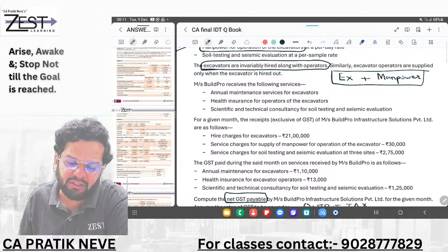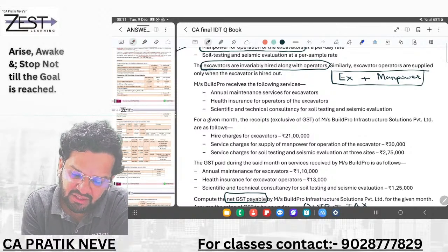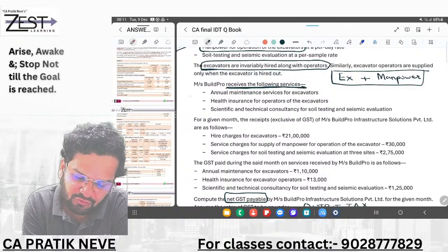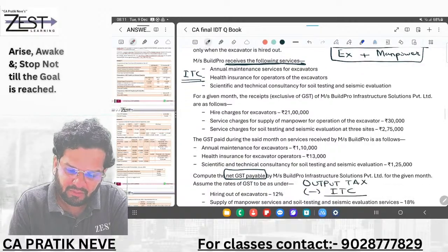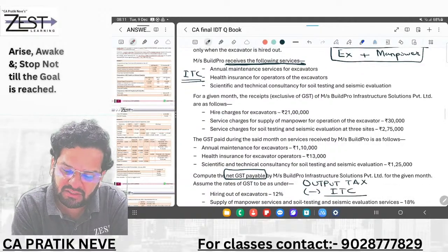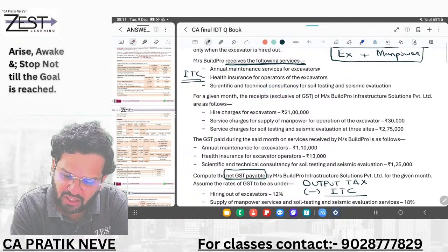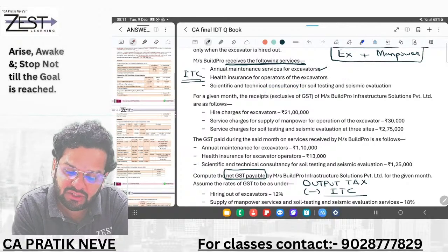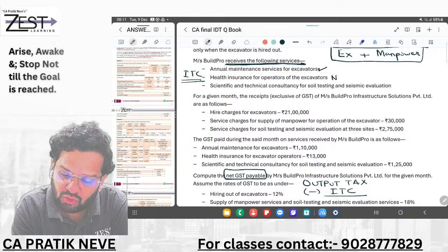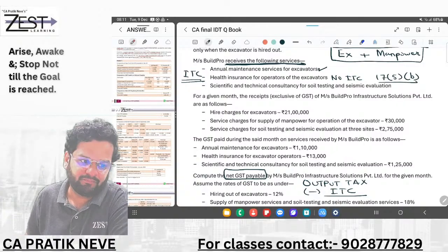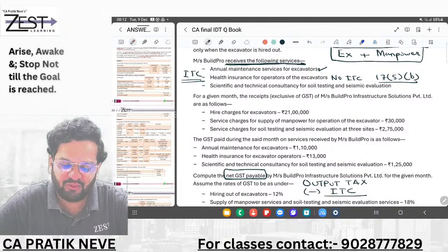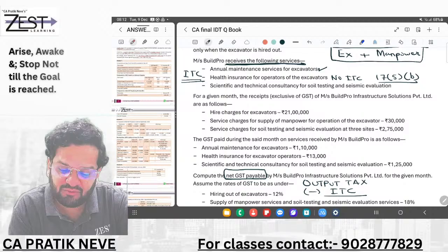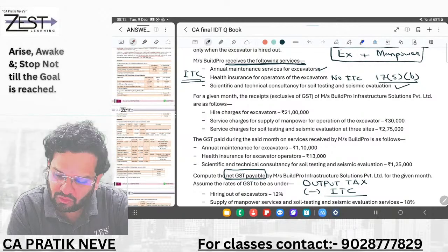Okay. Buildpro receives the following services. This information is given for ITC purposes. Let's see now. There is an annual maintenance service for excavators. Of course, you can claim ITC of this. Health insurance for operators of excavators. Usually no ITC because it is blocked as per section 17, like life insurance, unless it is mandatory by law to provide these services. Then scientific and technical consultancy for soil testing, of course, you can claim ITC.